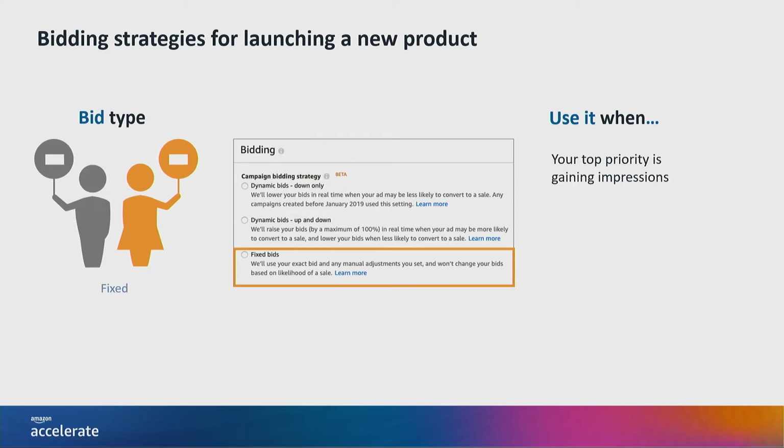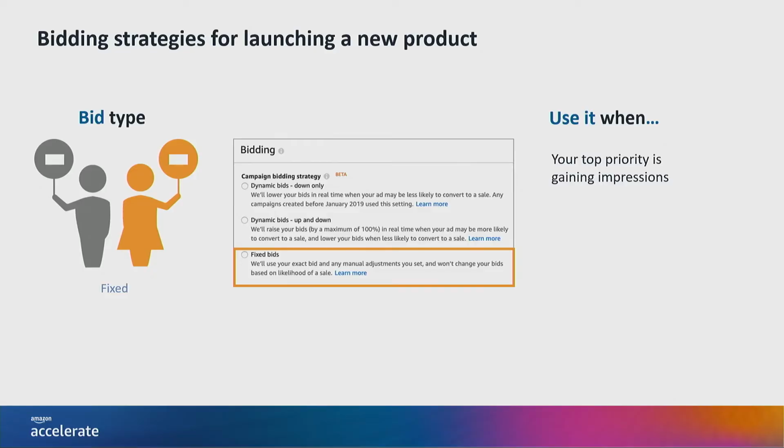The next option is fixed bids. When you choose fixed bids, the amount that you bid will be used in every eligible auction. This is designed for advertisers who don't want to have their bids automatically adjusted based on conversion opportunity.